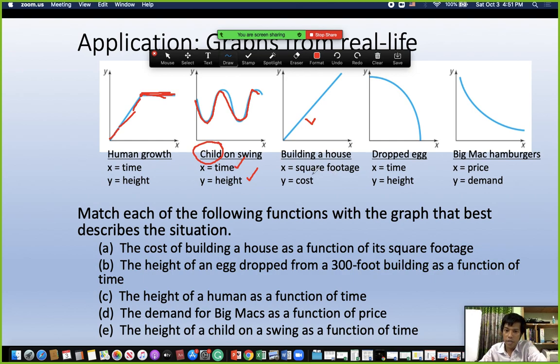And here, there is no time in this question. In this question the x-axis is square footage, and the y-axis is cost. It means if you want to buy a big house, with a big square footage, you have to pay more. If you buy a small house, with very small square footage, you have to pay less. And this is matching, because if you try to buy bigger and bigger houses, you have to pay more and more.